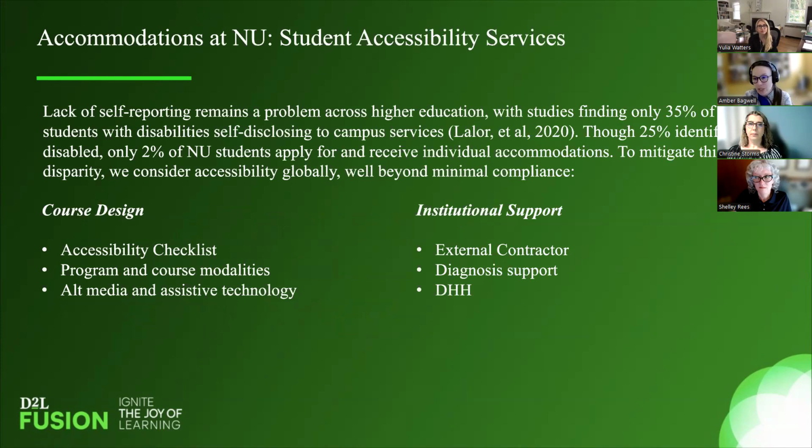As we have this conversation, it's important to note that lack of self-reporting remains a problem across higher education, with studies finding that only 35% of students with disabilities self-disclose to campus services. We see this reflected in our own data at NU. Although 25% identify as disabled, only 2% of NU students apply for and receive individual accommodations. To mitigate this disparity, we consider accessibility globally well beyond minimal compliance.